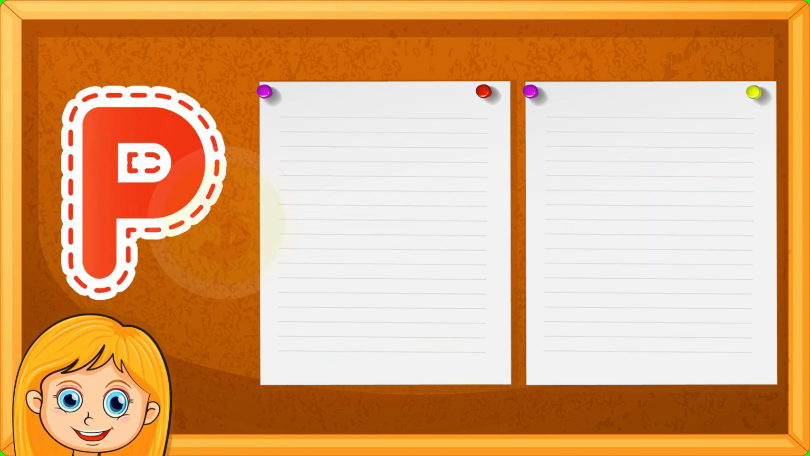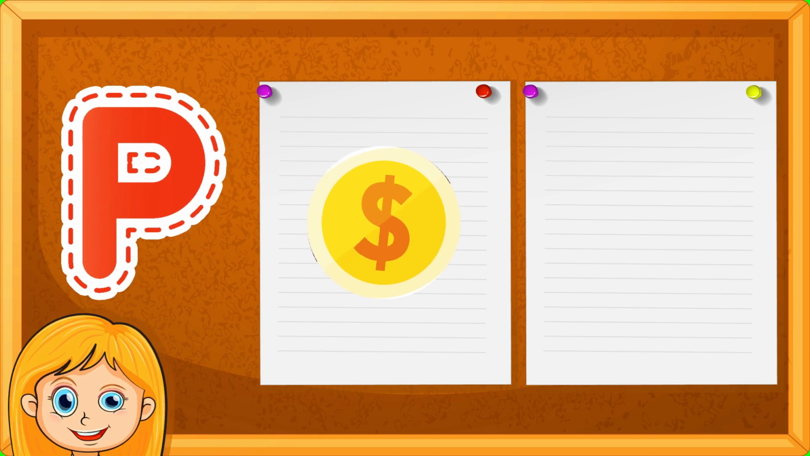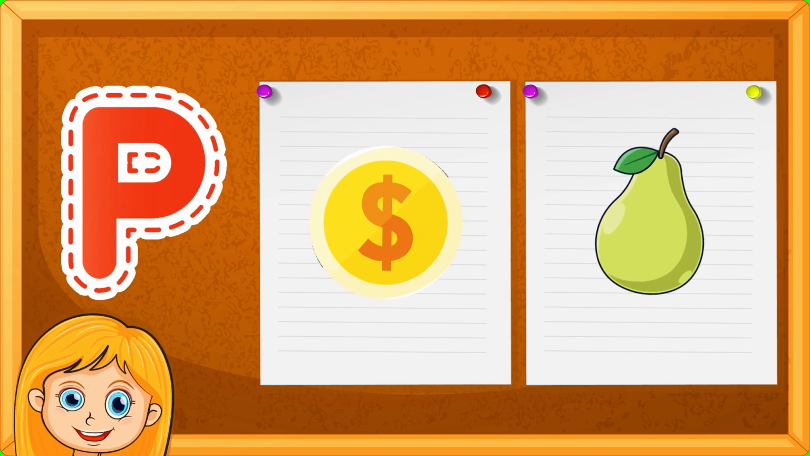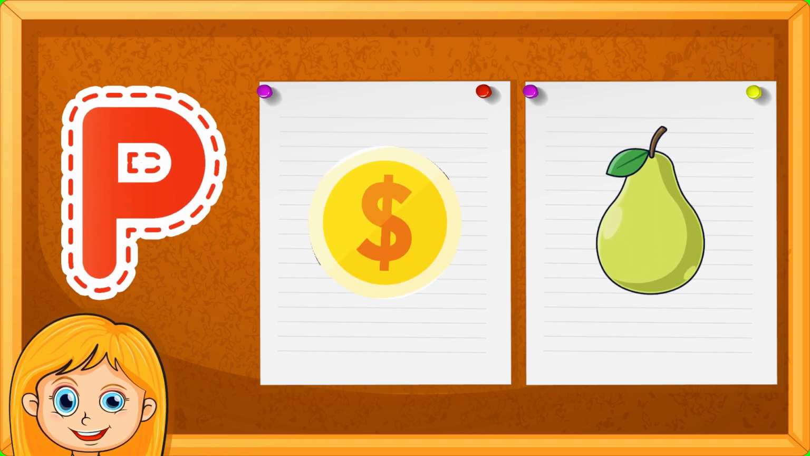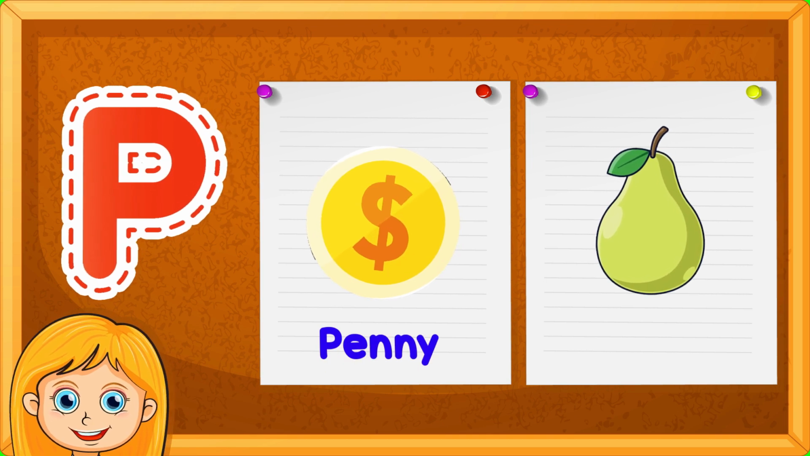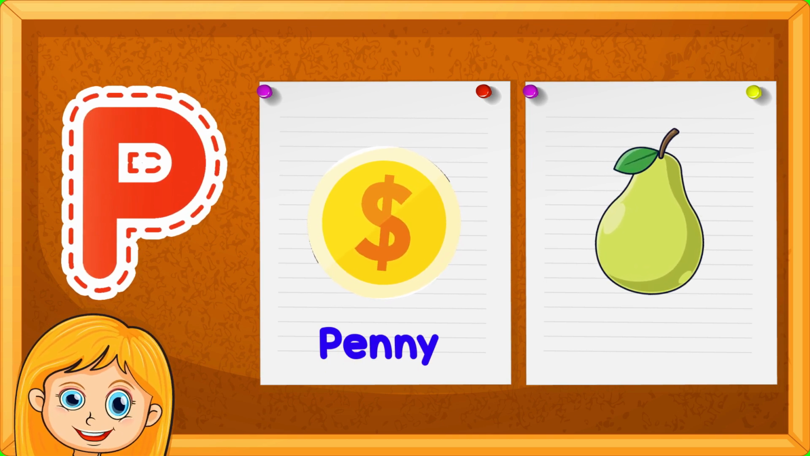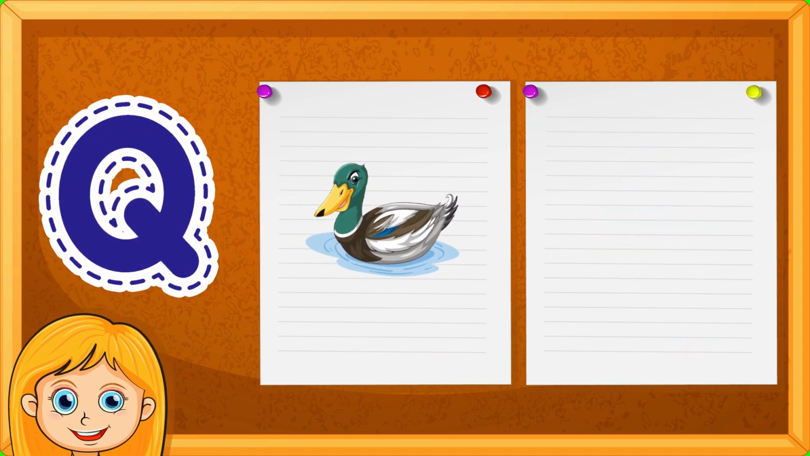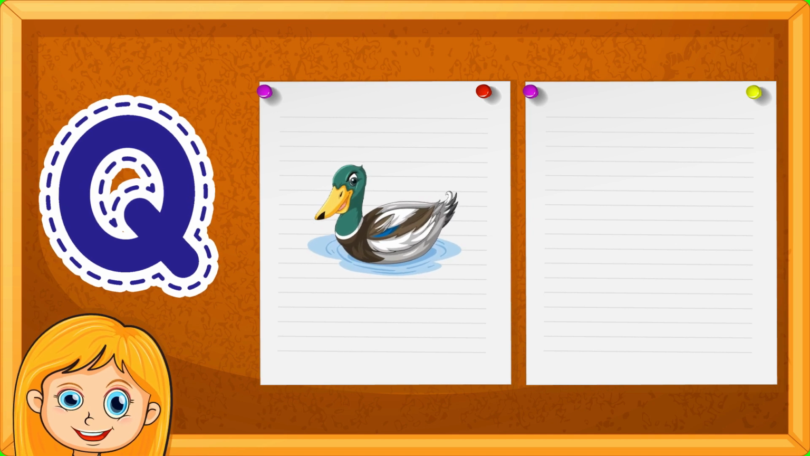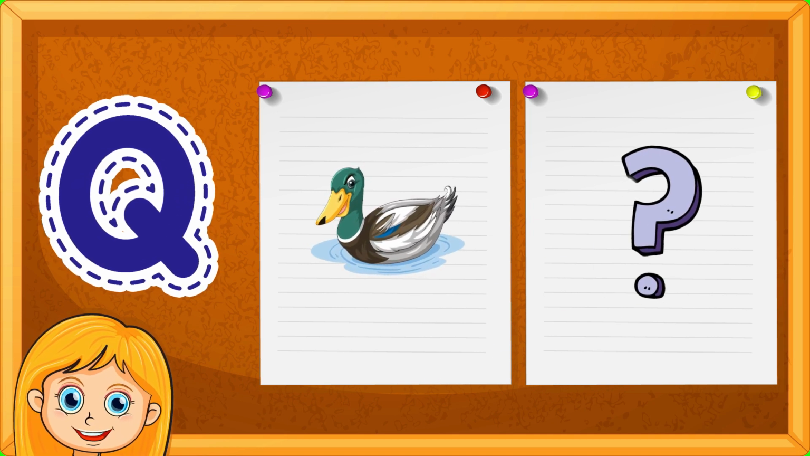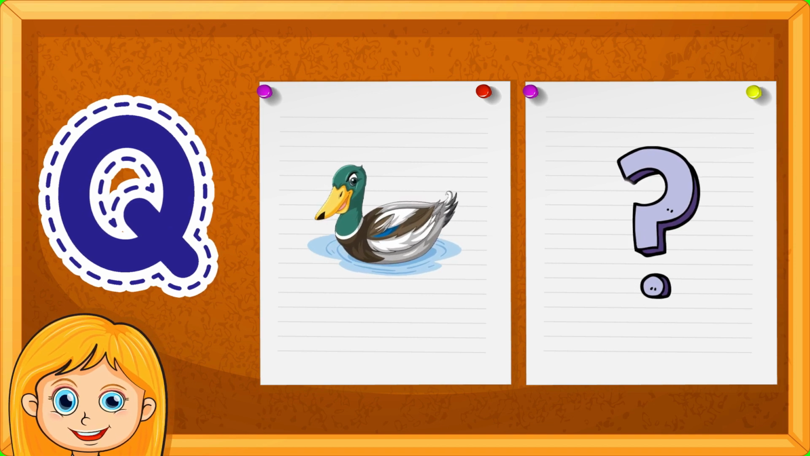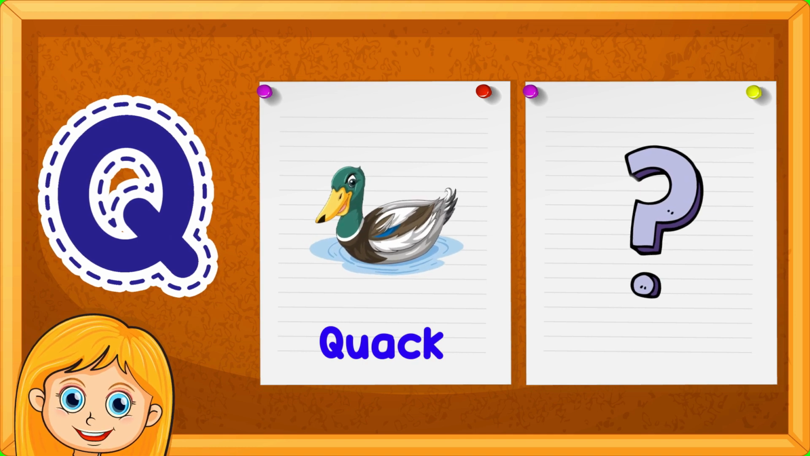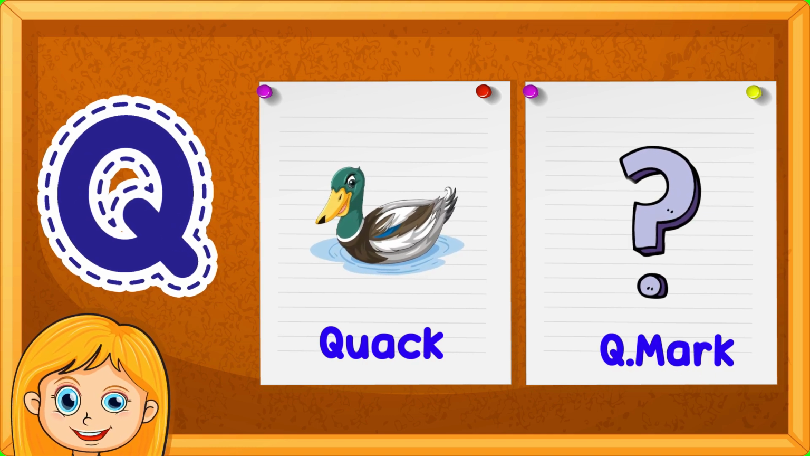P is for penny, penny. P is for pear, pear. P is for penny. P is for pear. Q is for quack, quack. Q is for question mark, question mark. Q is for quack. Q is for quack, question mark.